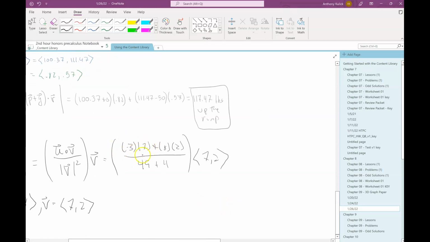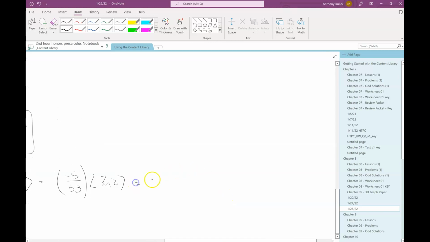So let's see, that's -21 plus 16, so that's -5 over 53 times the vector 7, 2. So when I multiply those in, I got -35 over 53, -10 over 53.